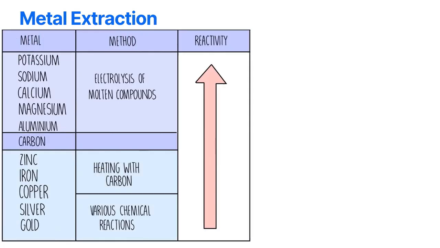Metals above carbon in the series, such as aluminium, are extracted by electrolysis. Metals below carbon, such as iron, can be extracted using reduction with carbon. Exam tip: always link extraction to the position in the reactivity series.